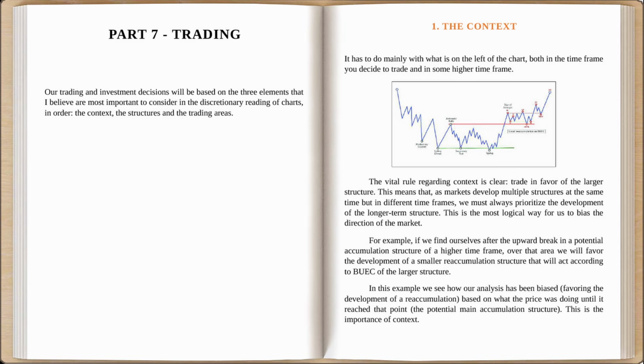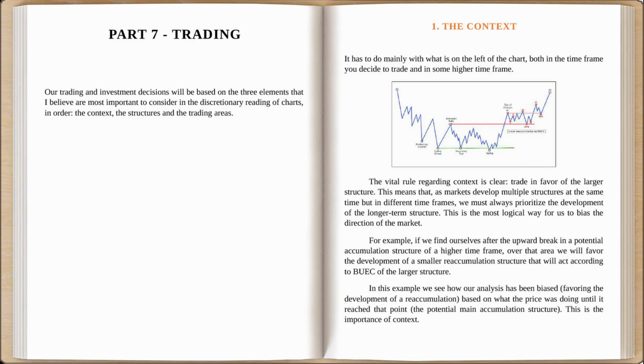This means that, as markets develop multiple structures at the same time but in different time frames, we must always prioritize the development of the longer-term structure. This is the most logical way for us to bias the direction of the market.